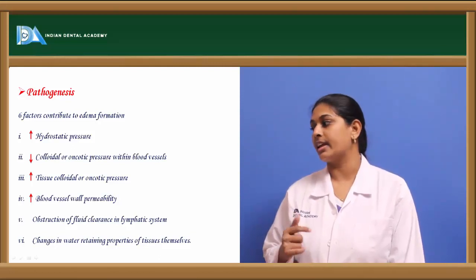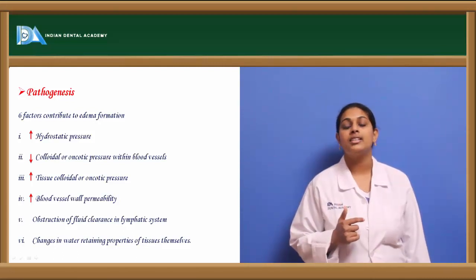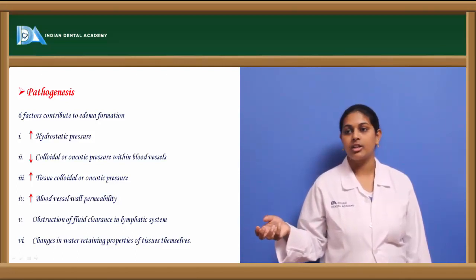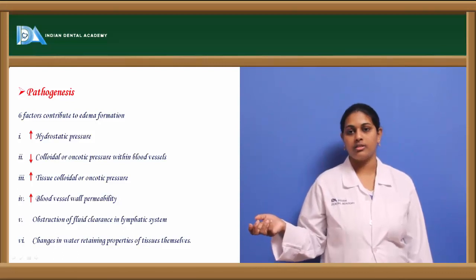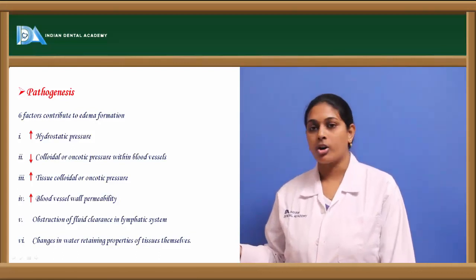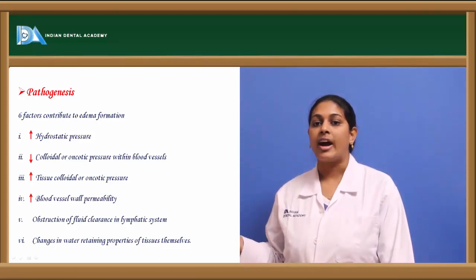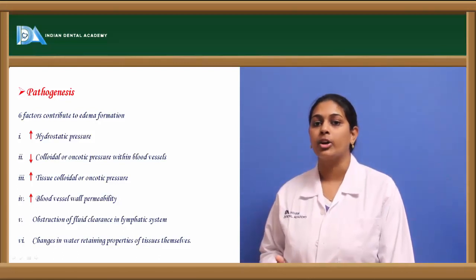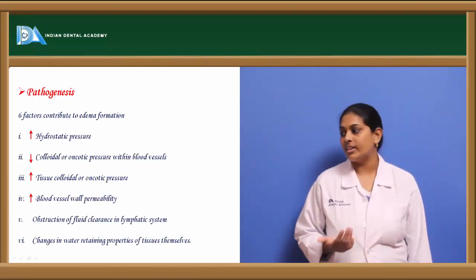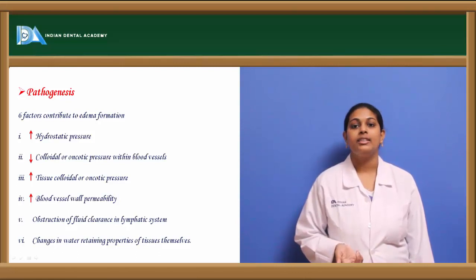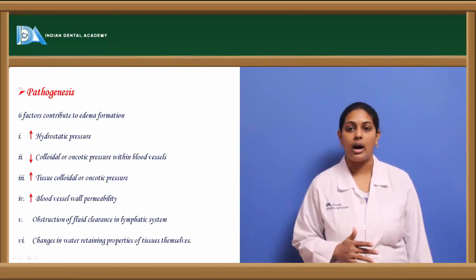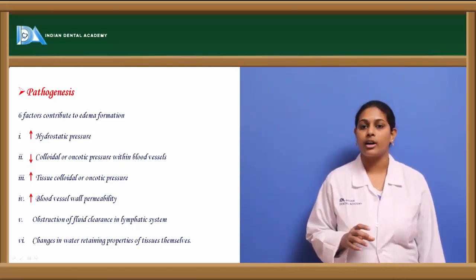Or otherwise, when there is an increase in the tissue colloidal or oncotic pressure, that is, as there is a decrease in the oncotic pressure within the blood vessels and an increase in the tissue oncotic pressure, this will cause the accumulation of fluid, moving from outside to inside the tissue. Similarly, when there is an increase in blood vessel wall permeability, there is lack of proper movement of fluids, by which also there is accumulation of fluid.